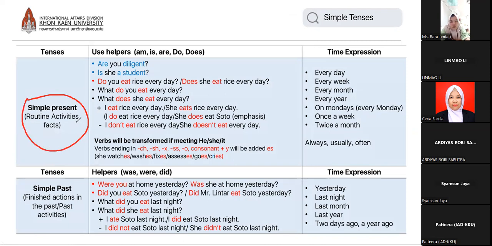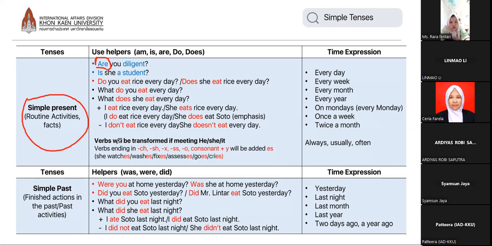But if we want to say something like an adjective, remember the way we use to be. In front of diligent, for example, are you diligent? But we cannot say do you diligent. Why? Because diligent is an adjective. We use do or does when there is a verb, an action. For example, do you eat rice every day? Not are you eat rice every day. Because when there is a verb, we use do, or I do.